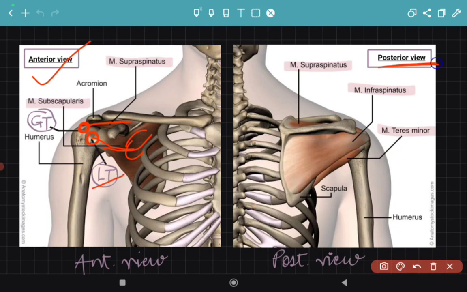In posterior view, supraspinatus, infraspinatus and teres minor can be appreciated well, which come and insert on the greater tubercle in a manner that supraspinatus at the superior facet, infraspinatus at the middle facet and teres minor at the inferior facet of greater tubercle.